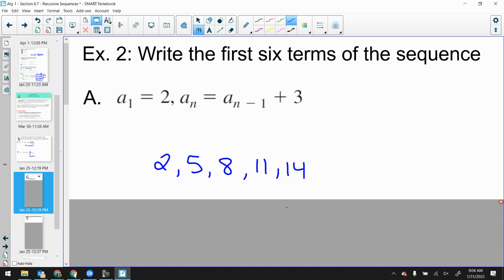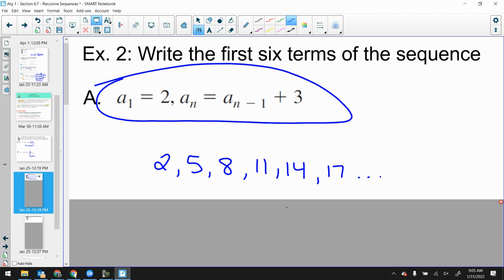Okay, I need 6 terms. 1, 2, 3, 4, 5, 6. Again, I only asked for 6 terms, but we should know that it's there. It's going to continue. That's what a recursive rule looks like. Yeah, I've seen examples just like that. But if you have no idea what this is talking about, then you have no idea what the terms are going to be. This is telling you, start at 2, add 3 every time.